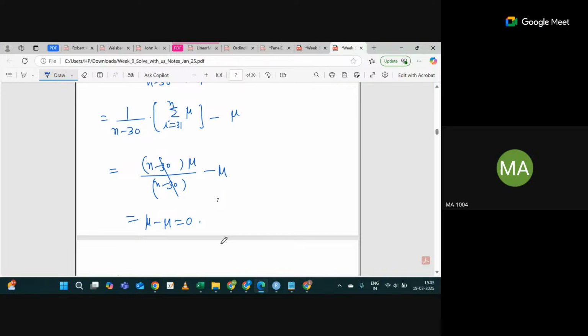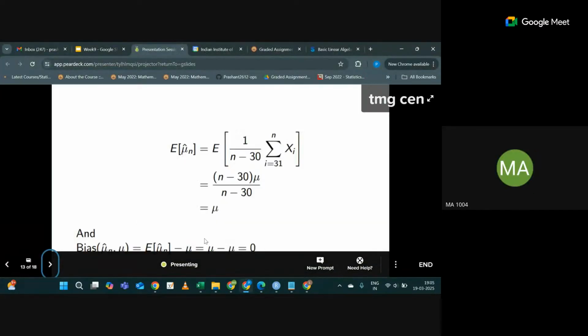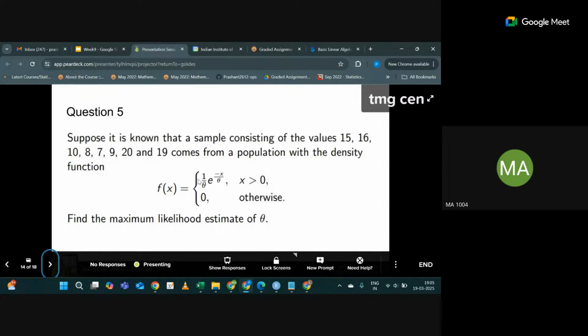Okay, so you can see the bias is 0. That is the next question. Again, maximum likelihood estimate, you have to find this for this problem. Answer is 0, right, sir? Answer is 0, yeah. Bias is 0. That is an unbiased estimate. Okay.